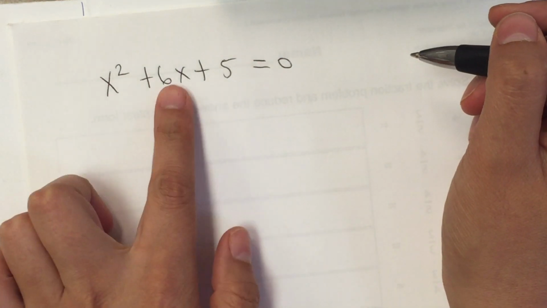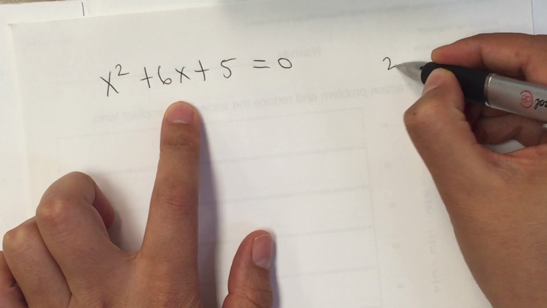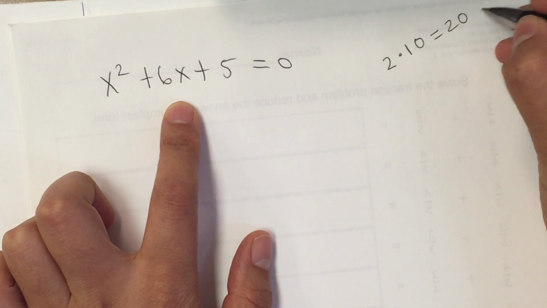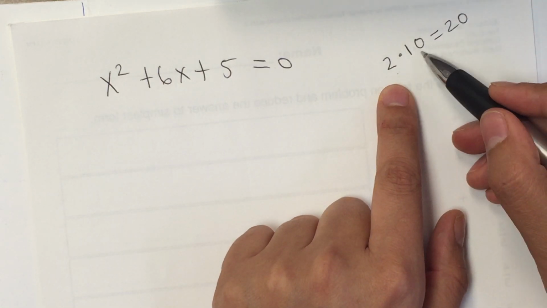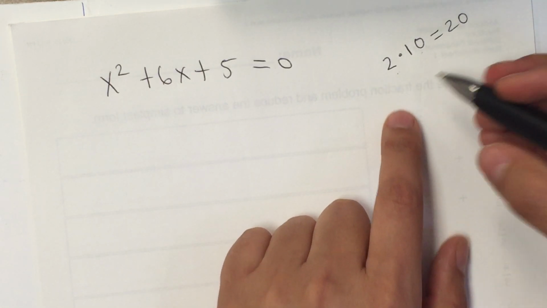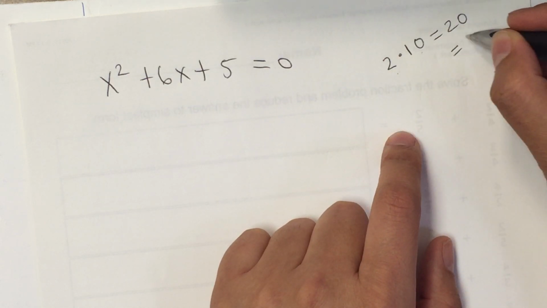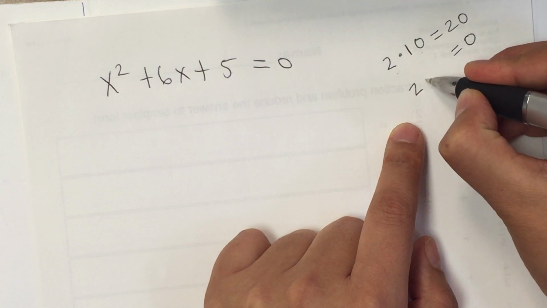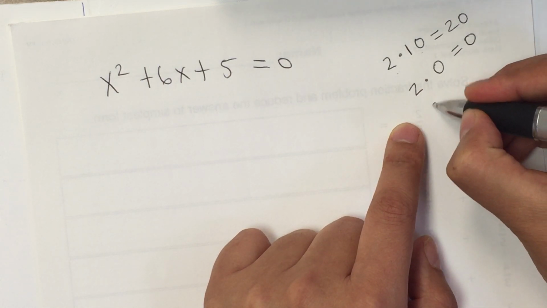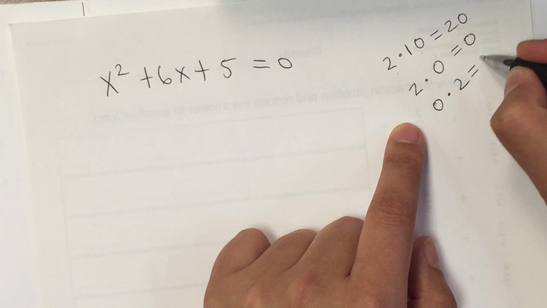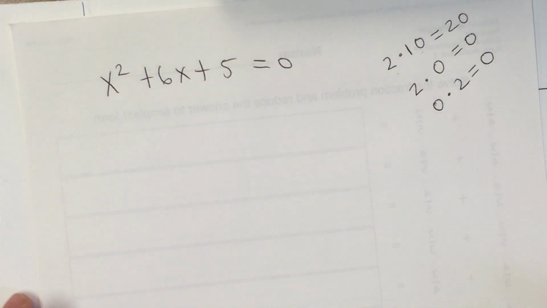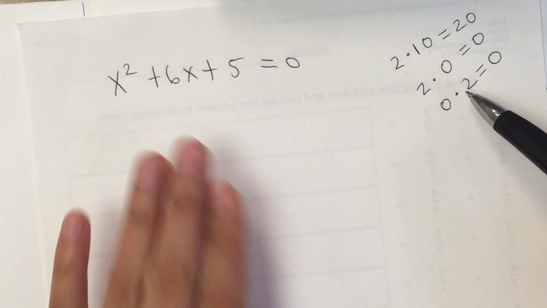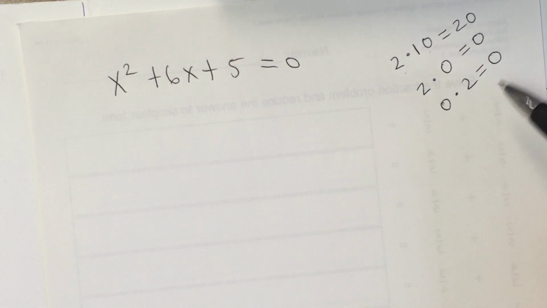factoring this. But before we start with that, I want to ask, what is 2 times 10? Well, that's 20. These are called factors, and this is called the product. For this to be equal to 0, one of the two factors has to be 0. So, for example, 2 times 0 is equal to 0, or 0 times 2 will be equal to 0. Okay, so this is going to be very important for solving for x in this case.